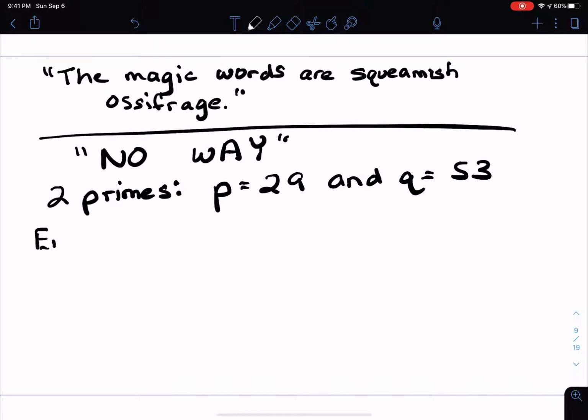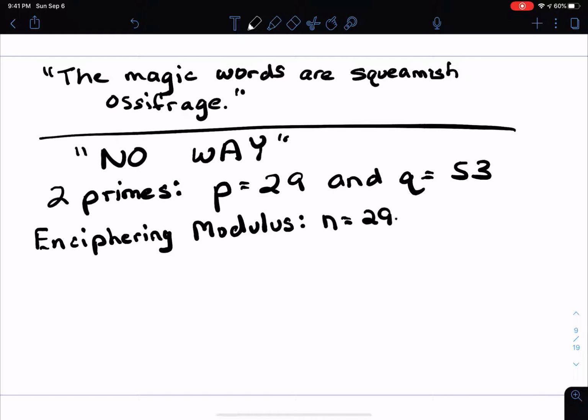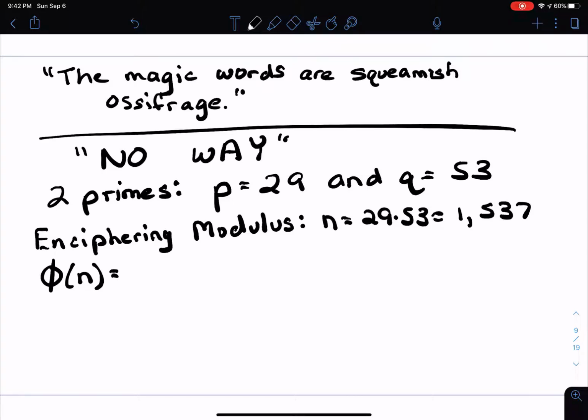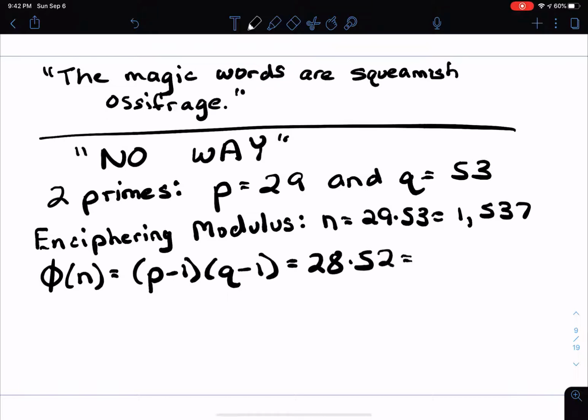The enciphering modulus n is found by doing 29 times 53. So you get 1,537. Phi of n uses p minus 1 times q minus 1. So 28 times 52 is 1,456.